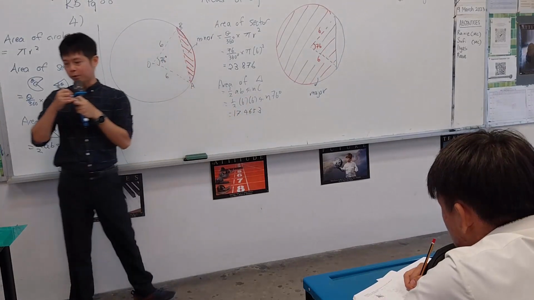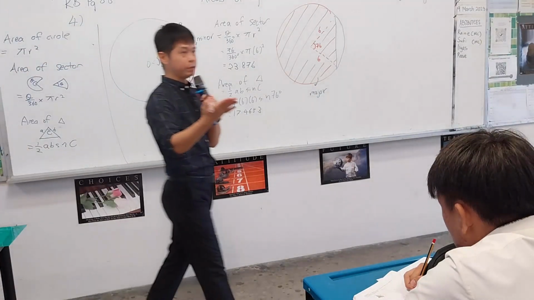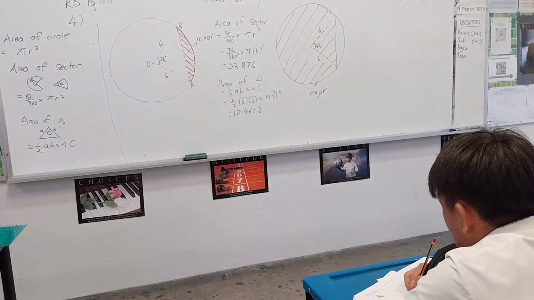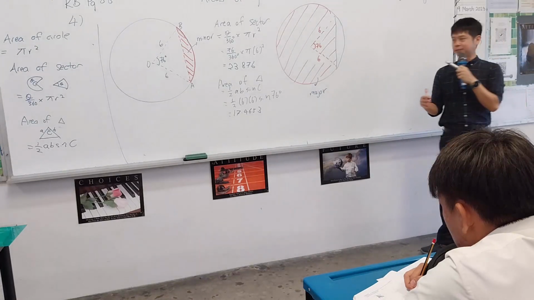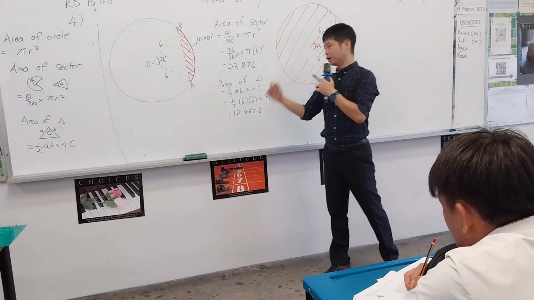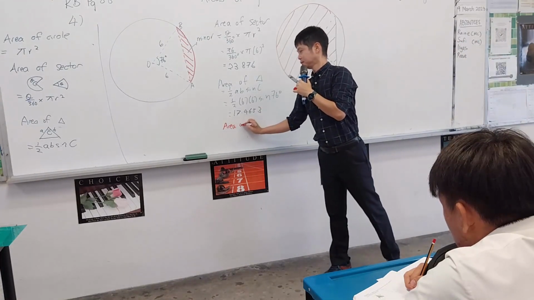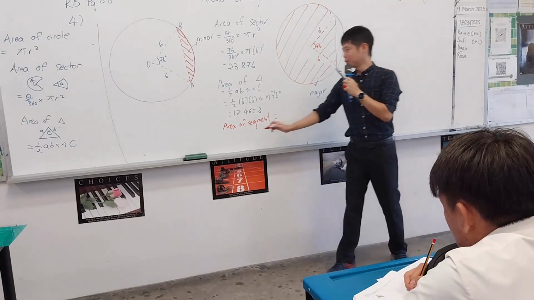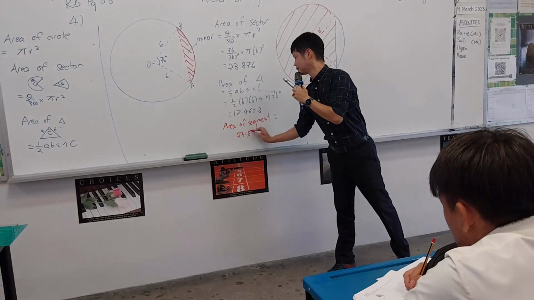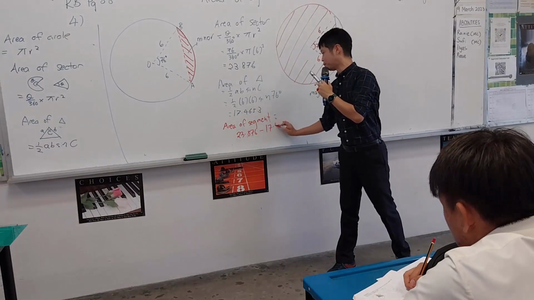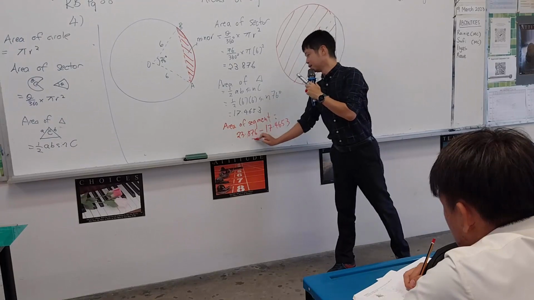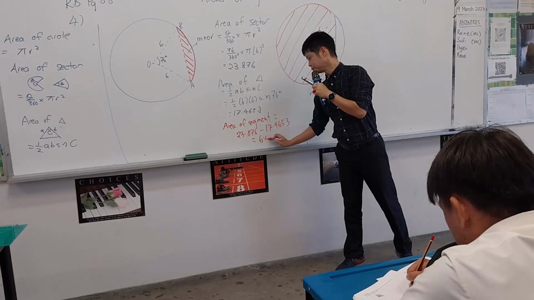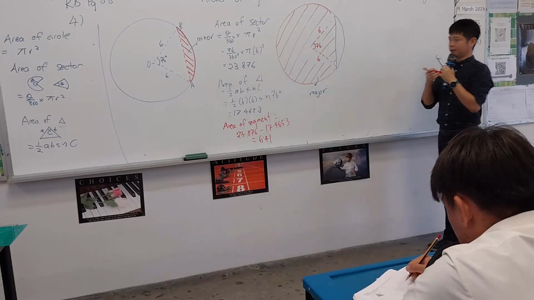Okay, finally, class, can you tell me? This one is very important. You learned sectors before, you learned triangles before. Today is the first time you learn about segments. Using your mathematical common sense, how do I find the area of the segment? Minus, very good. So 23.876 minus 17.4653 will give us the area of the segment. 6.41, okay, can already, 3 significant figures.